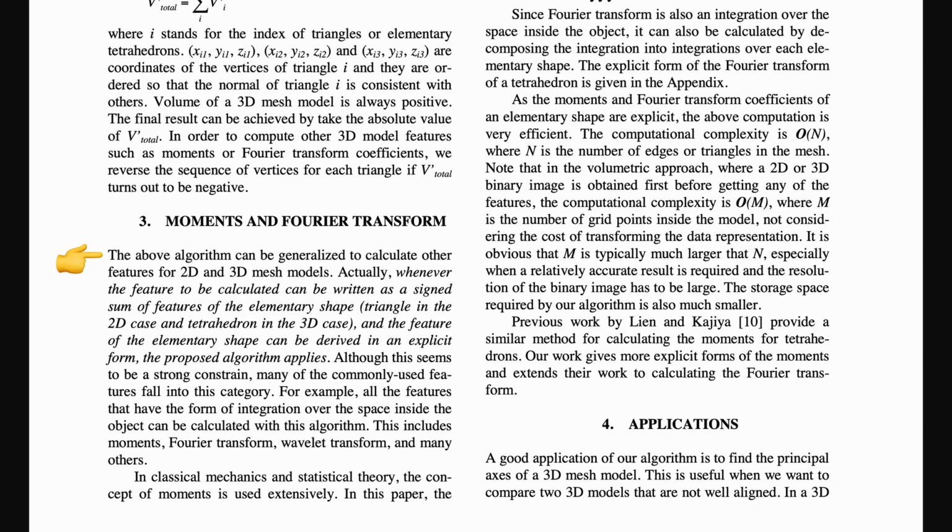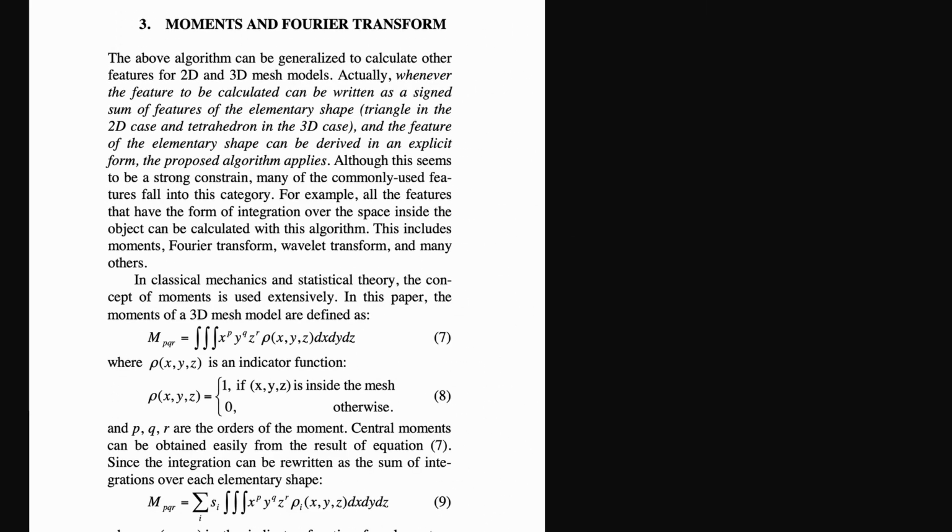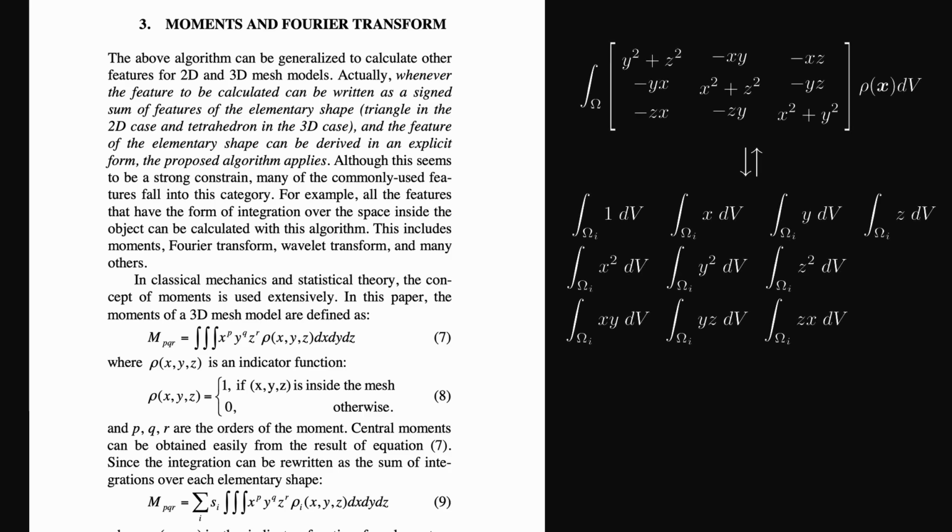Here, it states that the algorithm above, which is the tetrahedron volume algorithm I explained, can also be applied to other features, such as the so-called moments of a 3D mesh model. On the second half of the page, they give an equation for these moments. Exactly what I needed. Instead of integral reduction, the 10 integrals of the Brian Mirtich paper can be computed like proposed in this paper, by a sum of signed integrals over the elementary shapes, which in this case are all tetrahedrons that are formed by the surface triangle of the model and the origin.